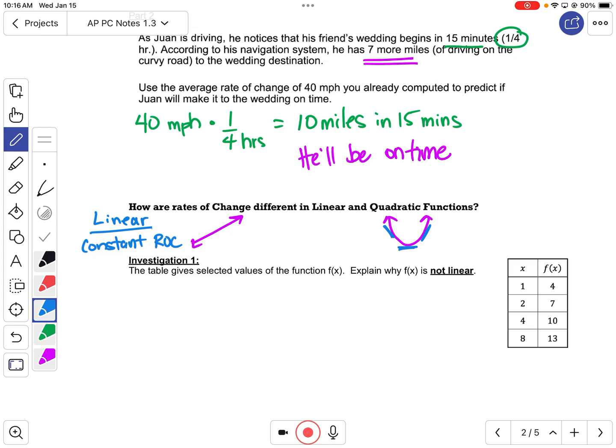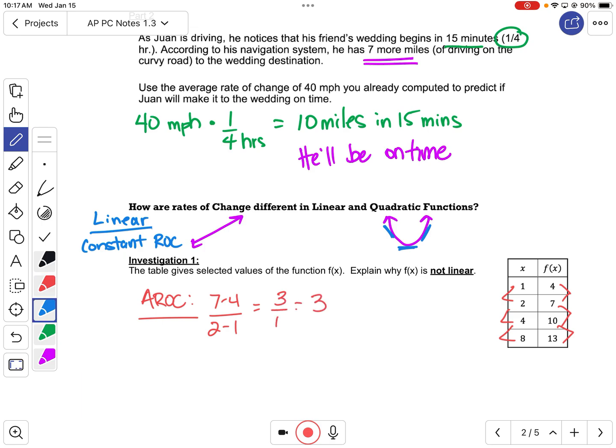Yeah, let's do all the rates of change, all right? If it's linear, they should all be the same, okay? So we're going to do these average rates of change between every ordered pair. If it's linear, I should get the same thing every time, right? So I'm going to start with the first one, so change in my y value, so 7 minus 4 over 2 minus 1, which gives me 3 over 1, or just 3.